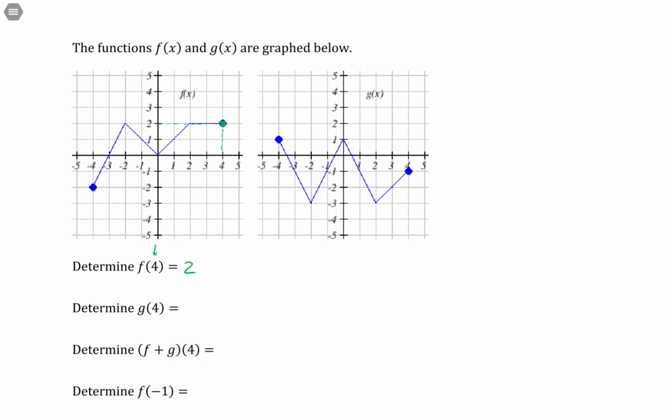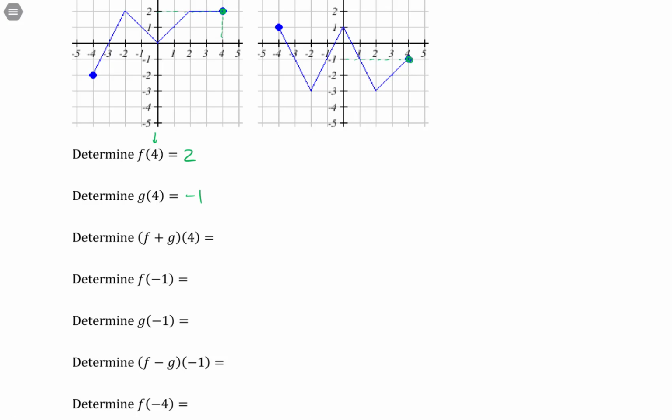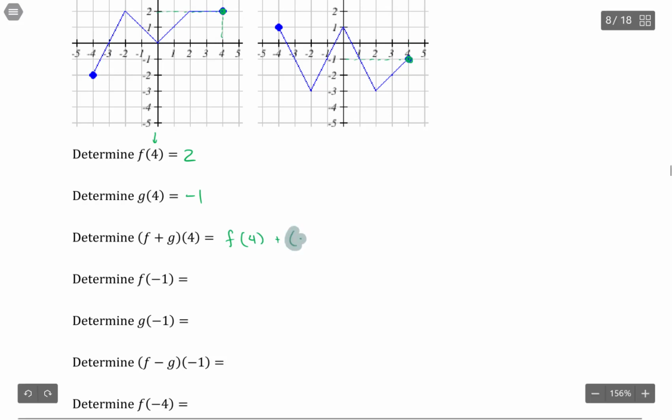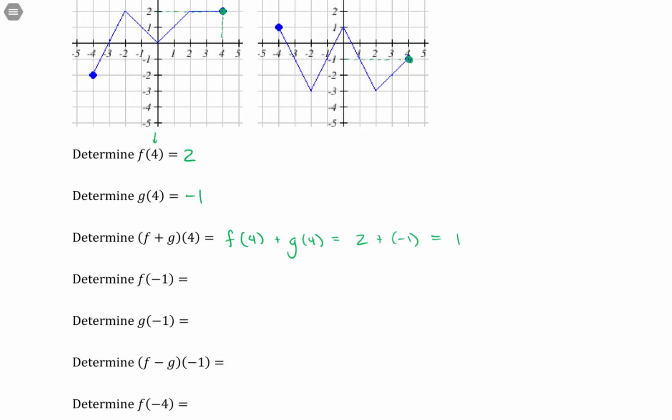Determine g of 4. For g of 4, we would find 4 on the x, and then determine where that point is in the y. That's at -1. Then determine f plus g evaluated at 4. That would be the same as doing f of 4 plus g of 4. We have each of these values already, so we can just take 2 plus -1, which is 2 minus 1, or 1. That's the value of f plus g of 4.